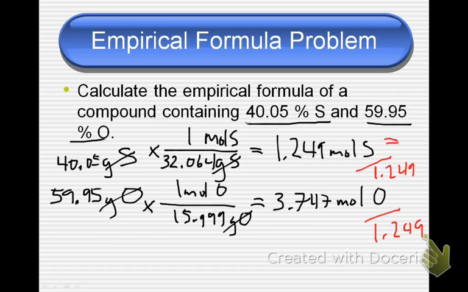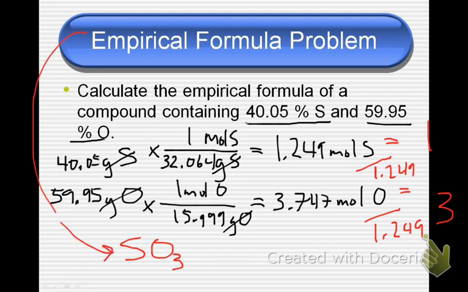So when we do this, when we tally this out, we find out that it's 1 for this guy and 3 for this guy. So since we've converted it to moles, we now know that the mole ratio of sulfur to oxygen is 1 to 3. So the ratio of sulfur to oxygen is 1 to 3. Since we know that ratio, that means the formula would be S1O3. So that right there would be our empirical formula.